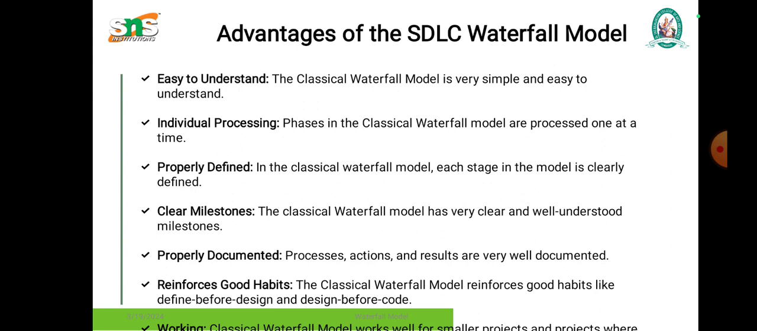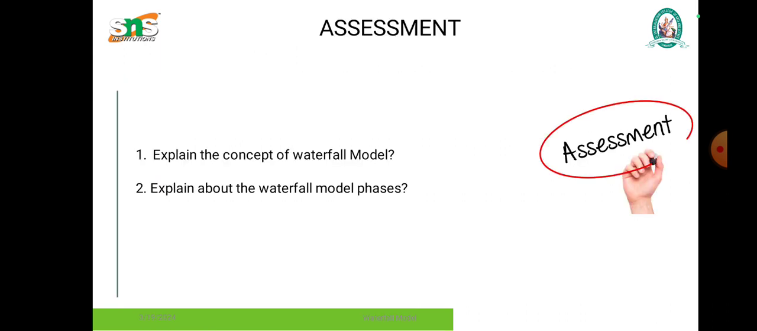And the fifth one is proper documentation, so the documentation is very thorough and well done. The next one is reinforcing good habits, like define before design and design before code. And next is working, as it works well for smaller projects. And next is assessment.